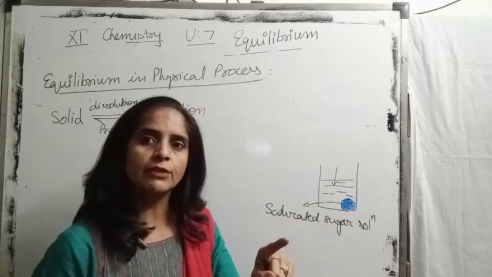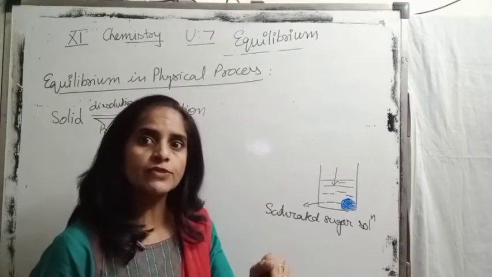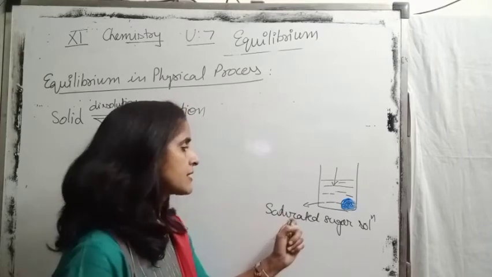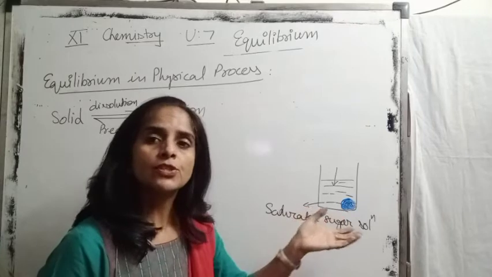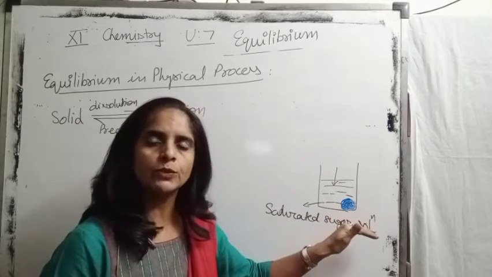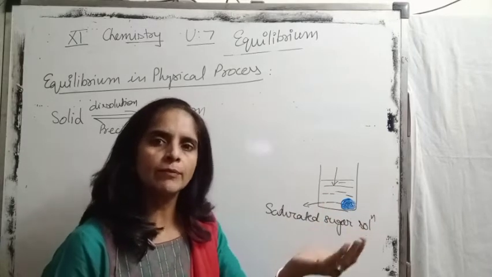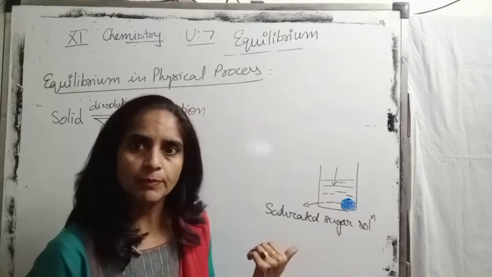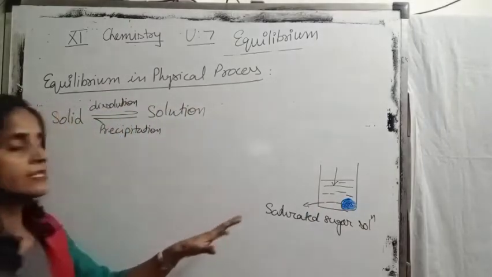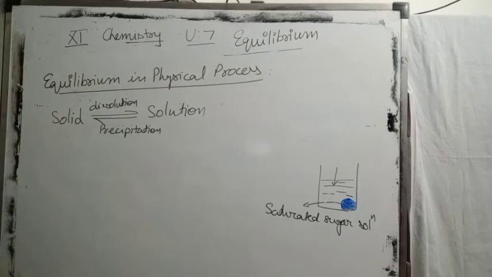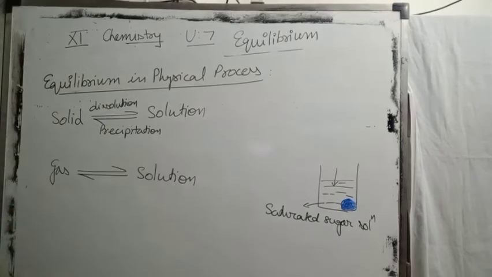As the solution is radioactive in nature, it proves that even after this saturation stage, sugar is getting dissolved into this, but the same amount of sugar is precipitated. That's why it seemed like the process is stopped. So this was the third kind of physical equilibrium.